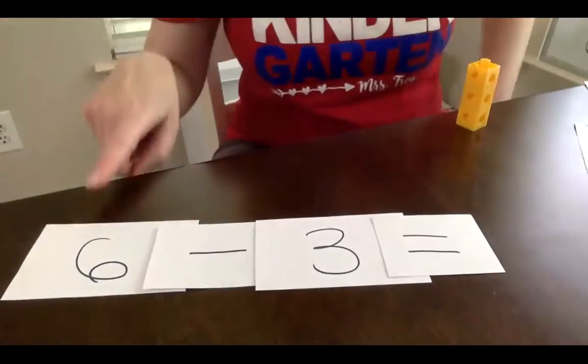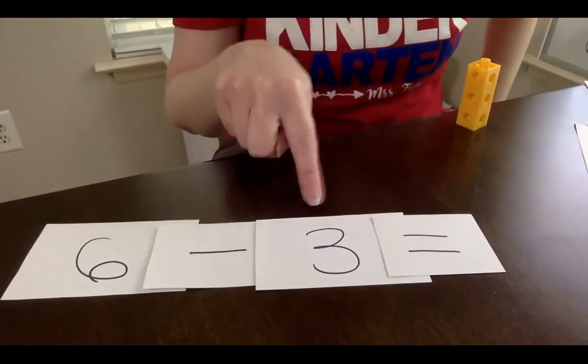So what symbol do you need to draw in the middle? The minus, the straight line across. 6 minus 3, and don't forget, you have to put this at the end. What is this? The equal sign, okay? So this is what you should have. 6 minus 3 equals. Now you can figure that out by using your hands, 6, and taking away 1, 2, 3. How many are left?